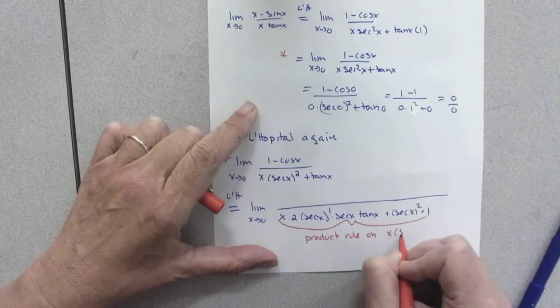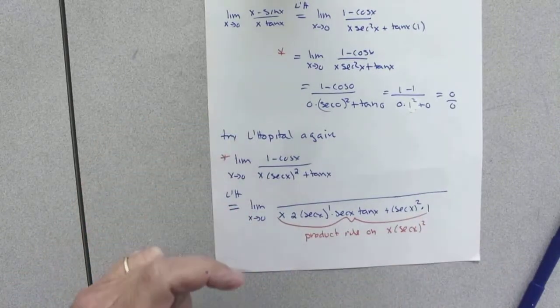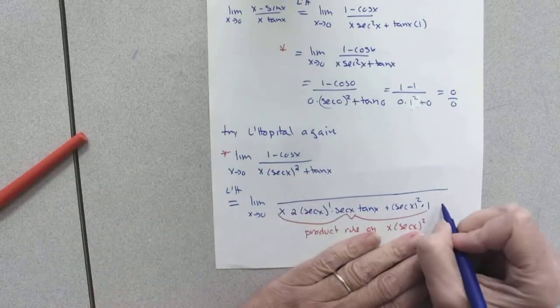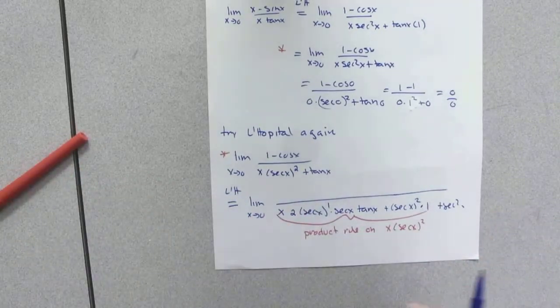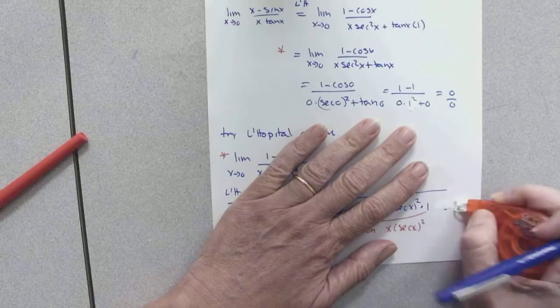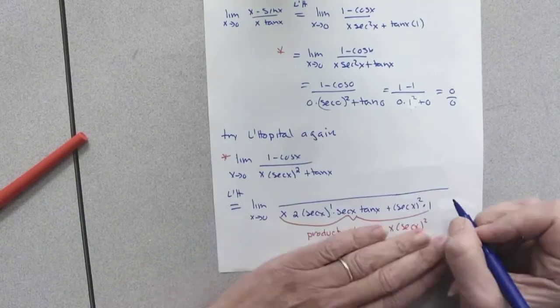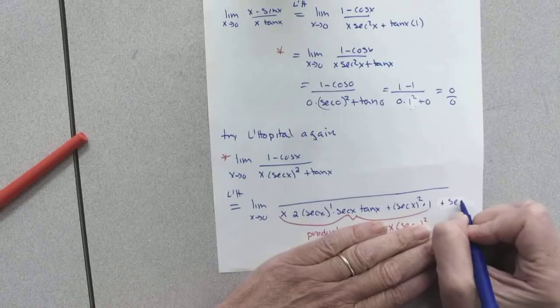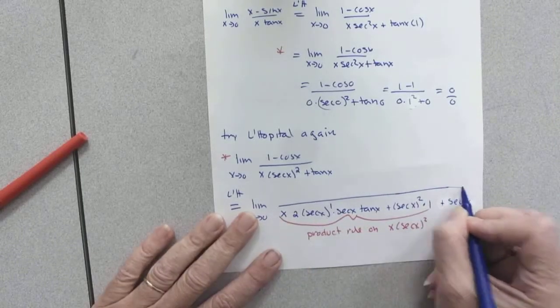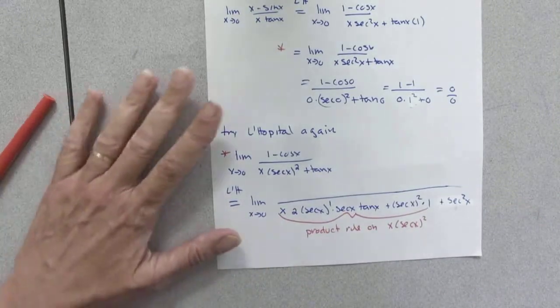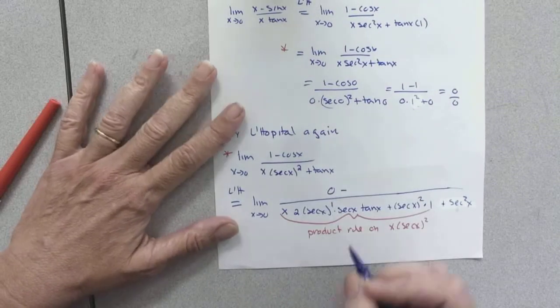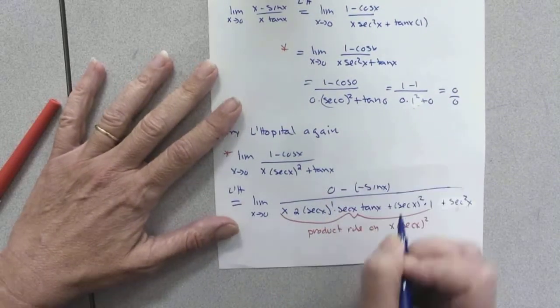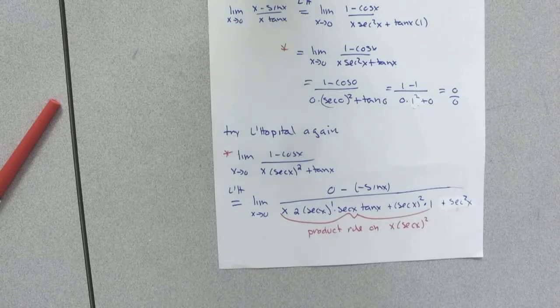on x secant x squared. Then the derivative of tangent is secant squared. So there's my denominator. In the numerator, derivative of 1 is 0. Derivative of cosine is minus sine, so I get a double negative there. Simplify, simplify, simplify, simplify.